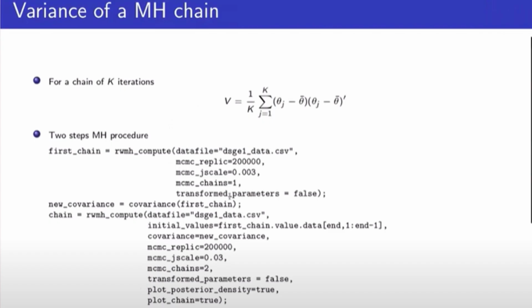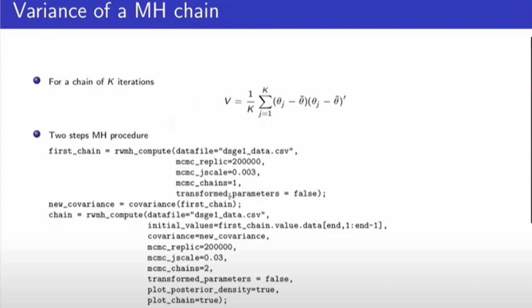Second, there was no specification of the covariance in the first chain. Again, by default, we took the prior variance. But now for the covariance of our new Metropolis-Hastings chain, we use the variance we just computed. This is because the new variance is more representative of the chain. Third, we can increase the jump scale, and then optionally, in the first step we tried with one chain and now we do two chains. We tell Dynare that we want to see the posterior density and the plots.